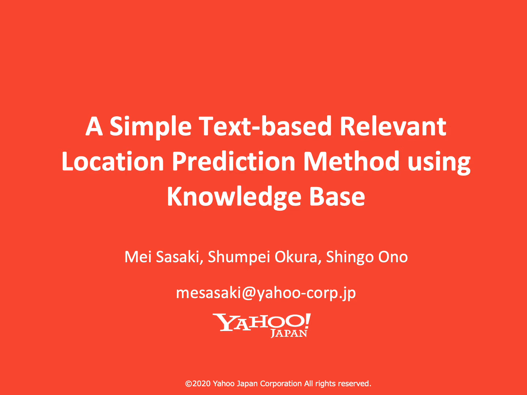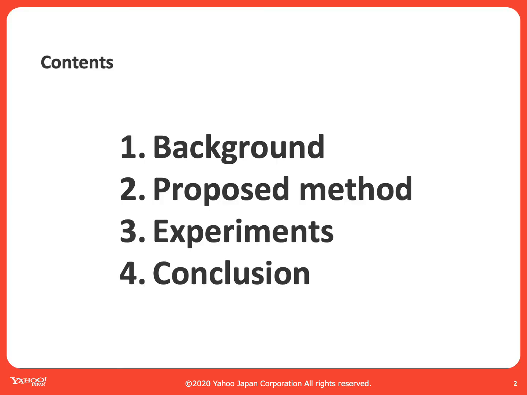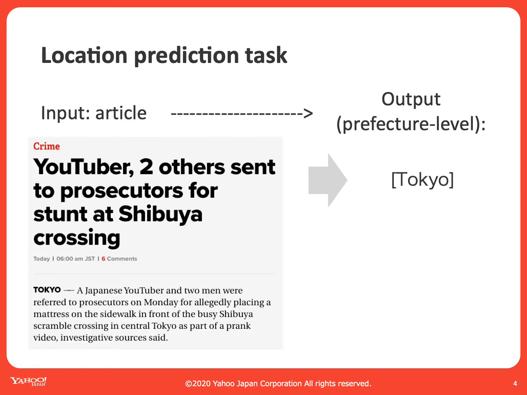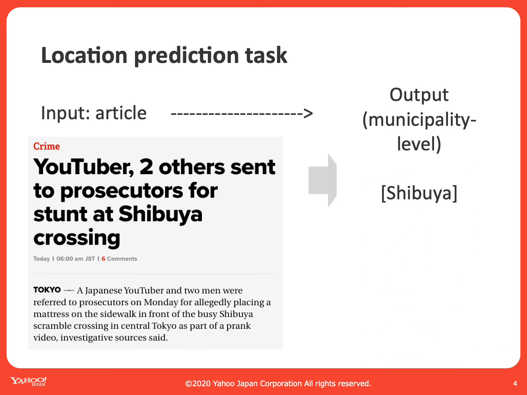Today I'm going to talk about location prediction method using a knowledge base. This is the outline of my talk. Location prediction is a task to predict relevant locations from news article text. For this article, if we decide to predict at prefecture level, then the expected output is Tokyo Prefecture. If we decide to predict at municipality level, then the expected output is Shibuya.